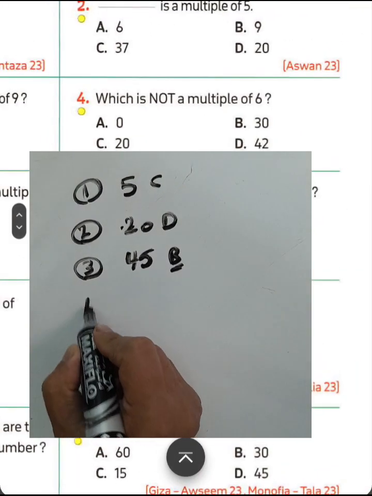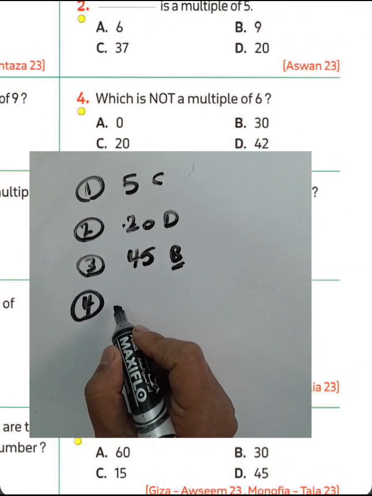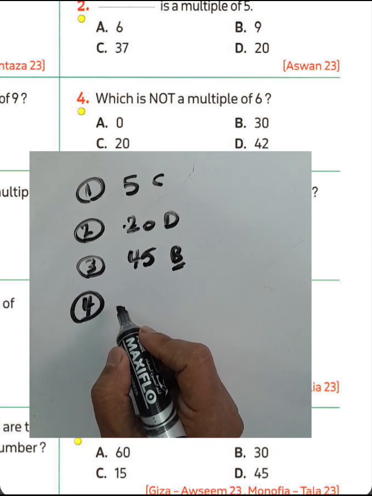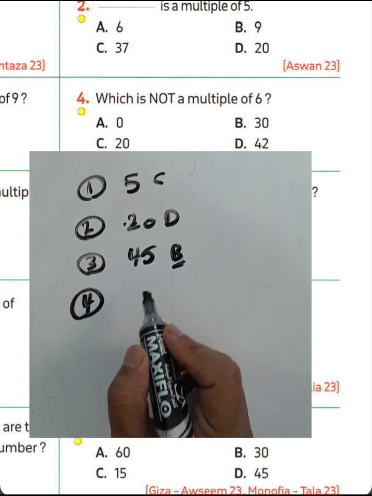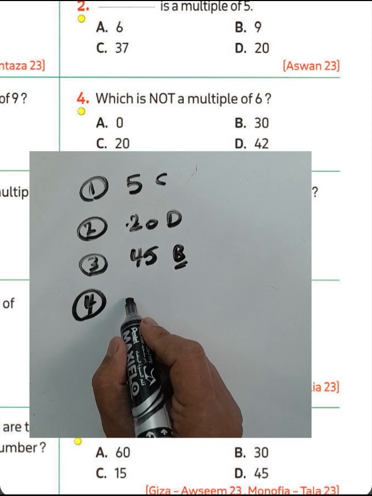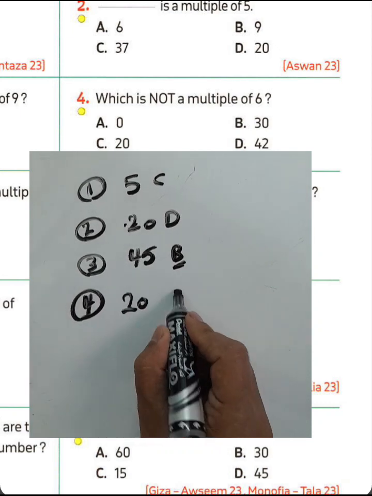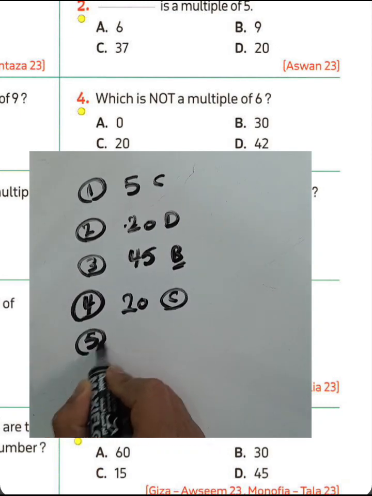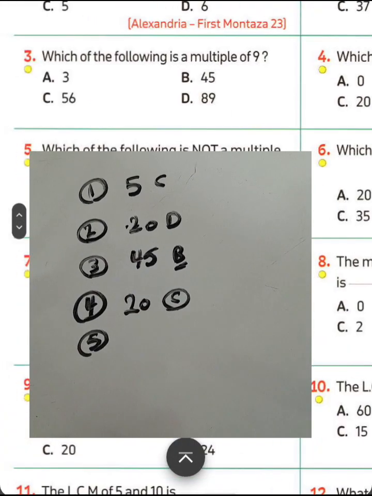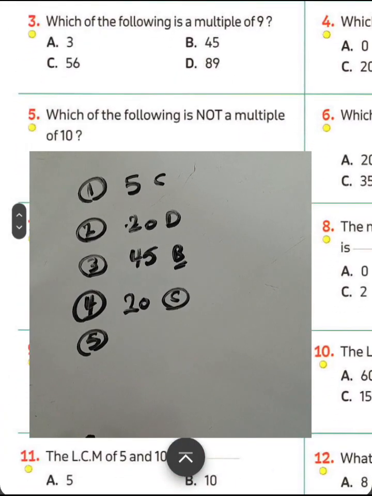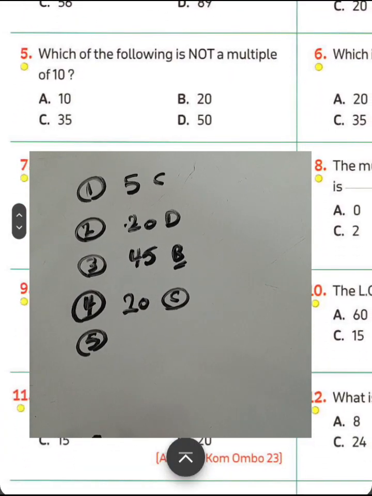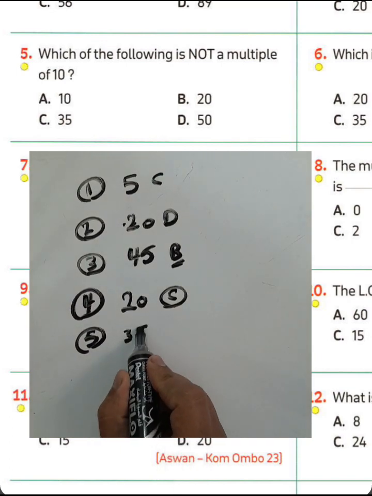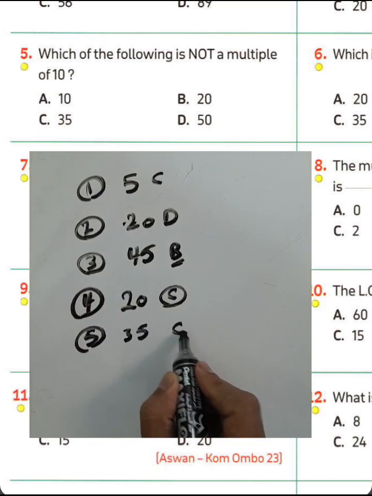Question number 4. Which is not a multiple of 6? Not a multiple of 6 means a number that can't be divided by 6. It will be 20. Choose letter C. Question 5. Which of the following is not a multiple of 10? It means a number that can't be divided by 10. It will be 35. Choose letter C.